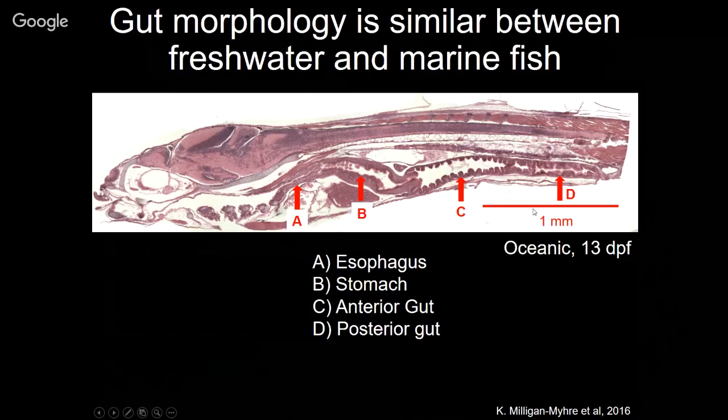This also gives you an idea for the size of fish. Mostly I'll be talking about juvenile fish, and juvenile fish are about 5 millimeters long at 13 to 14 days post-fertilization. And as adults, they grow up to be about a couple of inches.